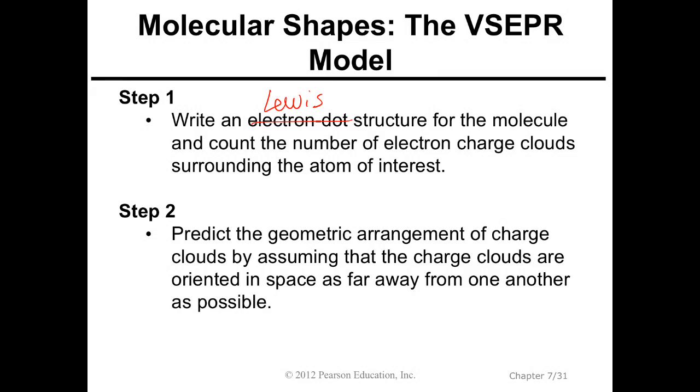Then you're going to rely on a table that we're going to talk about here to predict the geometric arrangement, assuming that the charge clouds are as far away from one another as possible. What that means is that the molecule is going to adopt a certain geometry or shape based on the lowest amount of electron-electron repulsion.